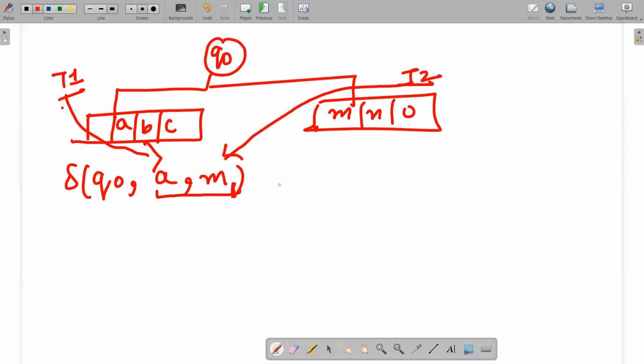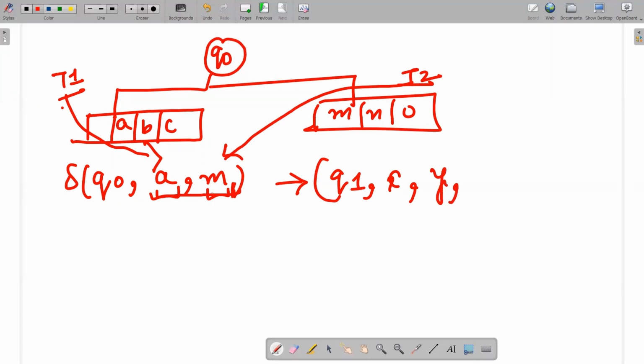And it will result in two answers, obviously, because when an input is given, there will be an output. Let's say they go to Q1, and this A is changed to X and this M is changed to, let's say, Y.